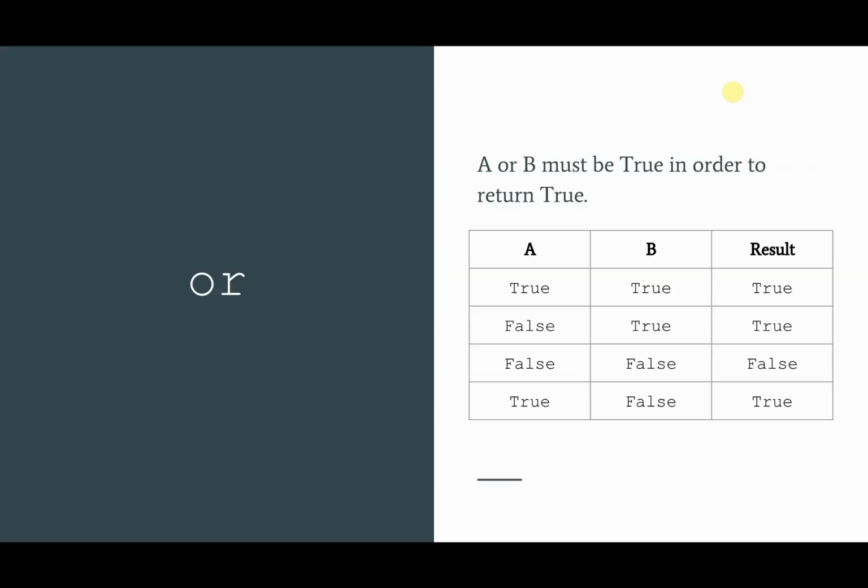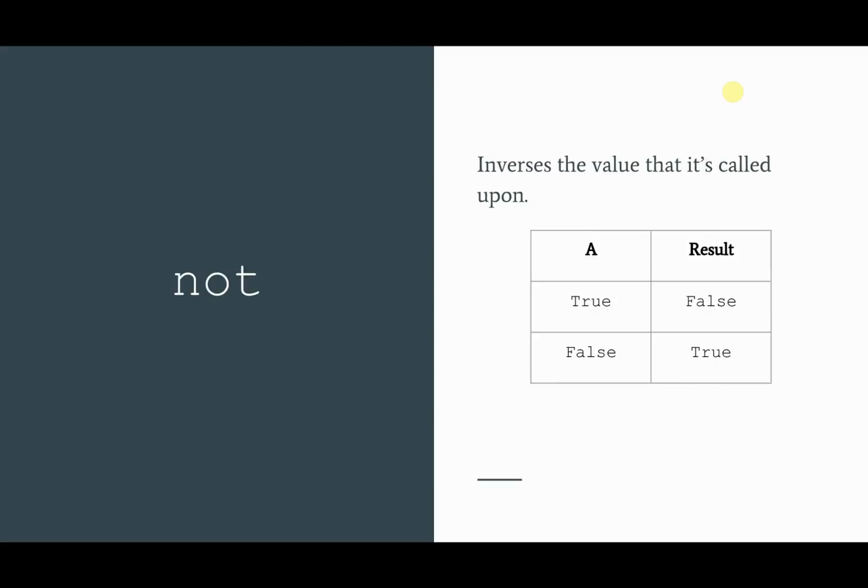Or is the next logical operator. So in order for this to return true, only one has to be true. A or b must be true. So if a is true and b is true, obviously that's going to return true. If a is false but b is true, it's going to return true. The only instance where or returns false is when both of the operands are false. So if you have a equals false and b equals false, it's going to return false. And again, if one is true and the other is false, it will return true.